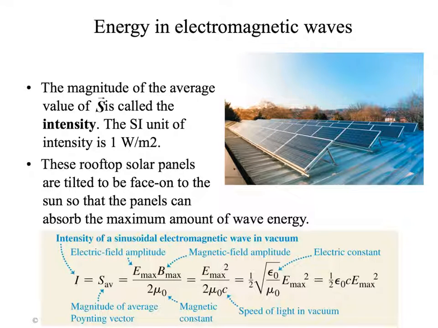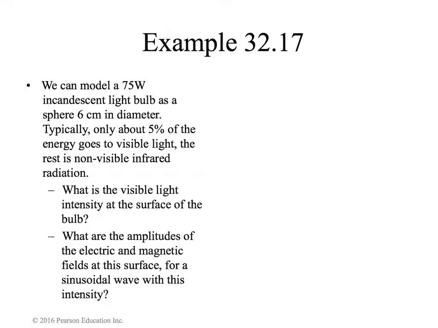Now, the average Poynting vector we often call the intensity. How intense is that energy that's coming in. And again, all we see are these different ways that we can express it. And what I want to do now is use these pieces of information and look at an example problem. So in our example problem, we're talking about a 75-watt incandescent light bulb.